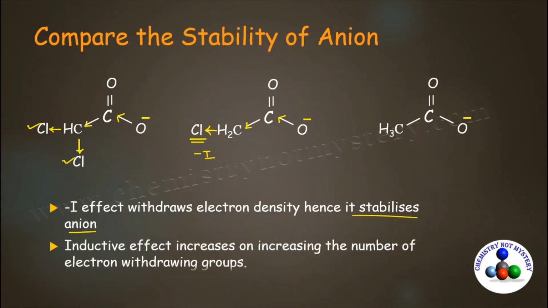are two electron withdrawing groups present. Inductive effect increases on increasing the number of electron withdrawing groups. So the first anion will be most stable, then the second one, and the third one will be the least stable anion.